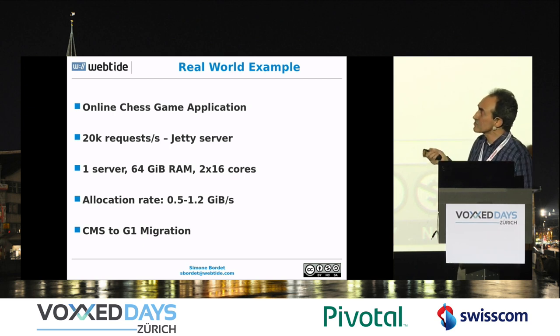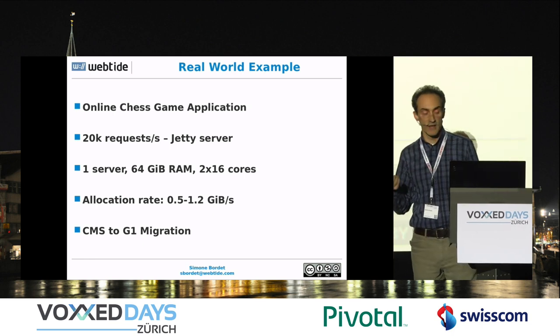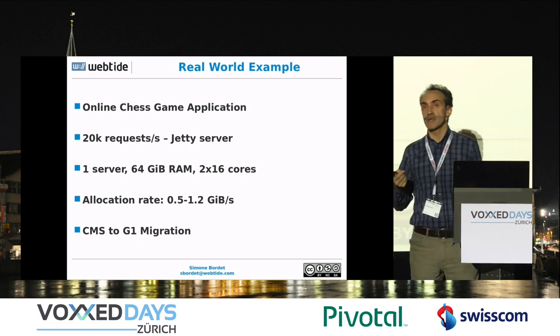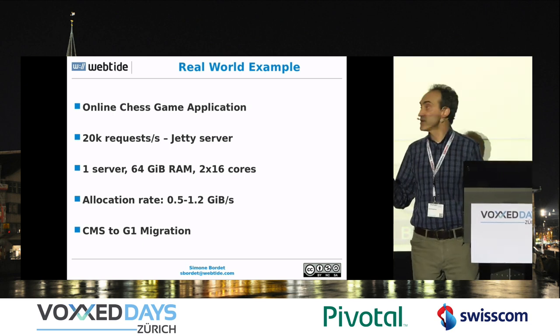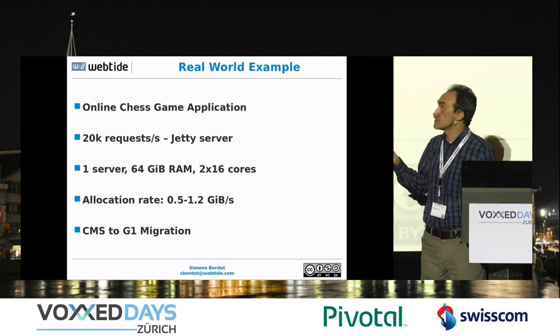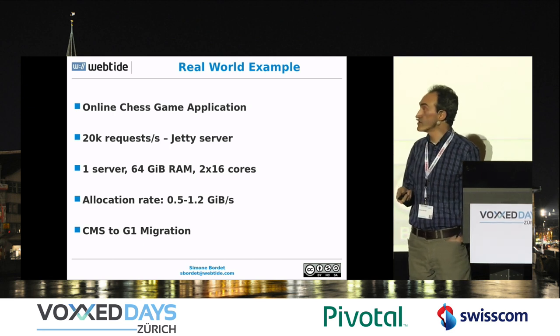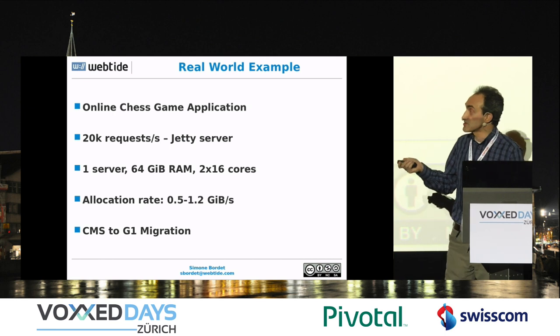So it had an allocation rate of 0.5 to 1.2 gigabytes per second. That's pretty high. But this application was running 24 hours a day. During nights it was 0.5, but still running, and during peaks, 1.2. And we went from CMS to G1.